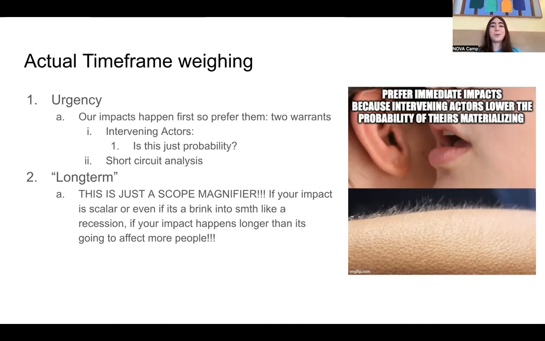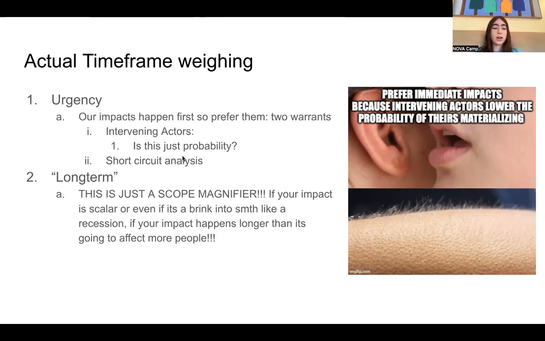Every single piece of time frame weighing I have heard in the last year from opponents, from practice rounds I've judged, is "we outweigh on time frame because our impacts are long-term." Most of the time, that's all the analysis goes to. There's nothing more. And that's because I think this is just a scope magnifier, right?